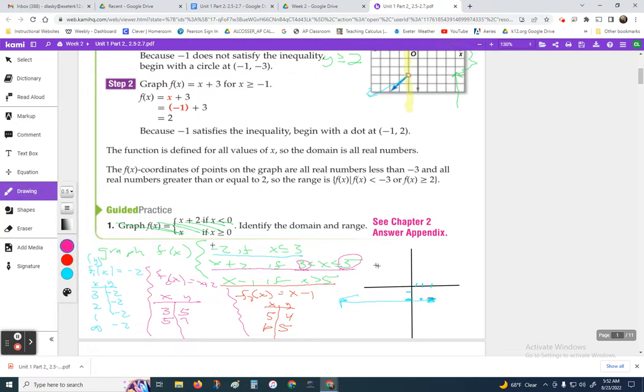Here's my next one. Go to 3, and I get 5 out: 1, 2, 3, 4, 5. There we go, there's my first point. Then I go over to 5, and I get 7.